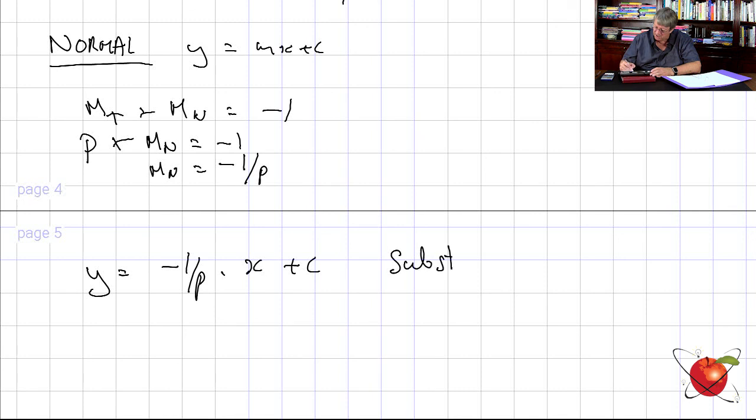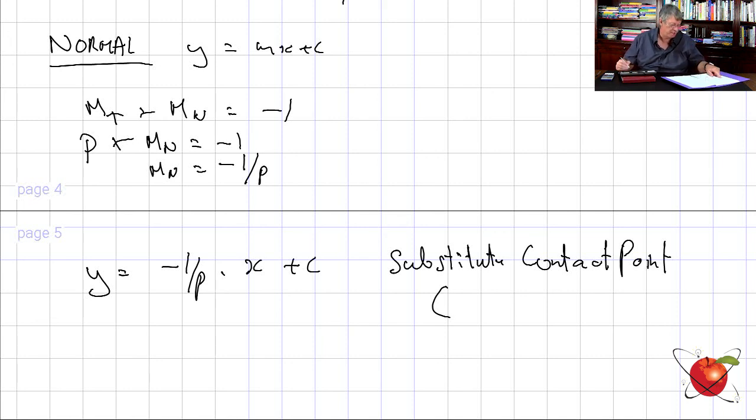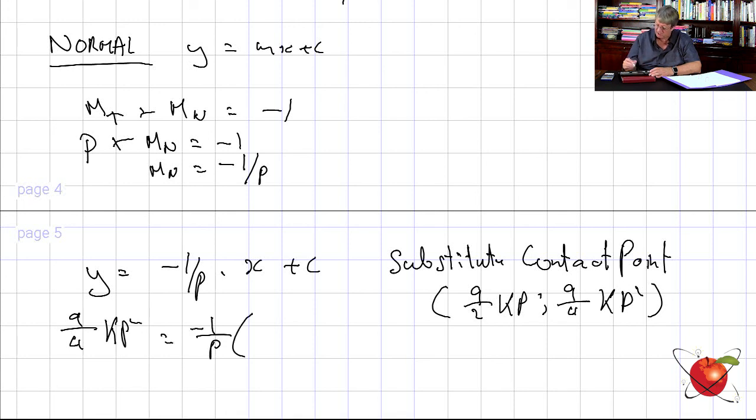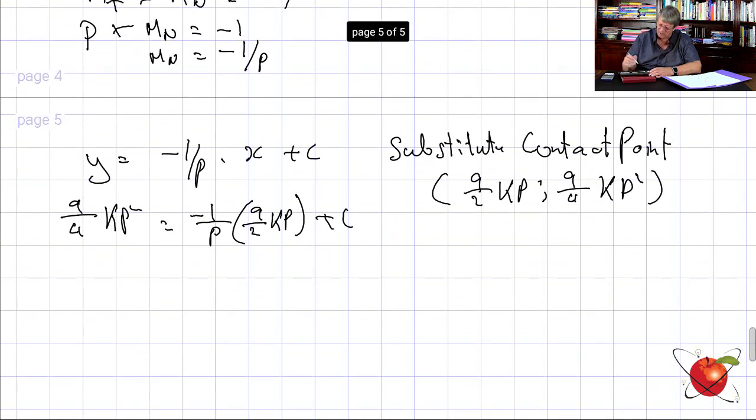What do I do next? I substitute the contact point. All right, which was, just for my reference again, the contact point was 4.5kp, which I changed to 9 over 2 kp, and it was 9 over 4 kp squared. Just check: kp, 9 over 4 kp squared. Yep, that's like that. So I put that in and I say y, 9 over 4 kp squared, is equal to minus 1 over p times 9 over 2 kp, plus c.